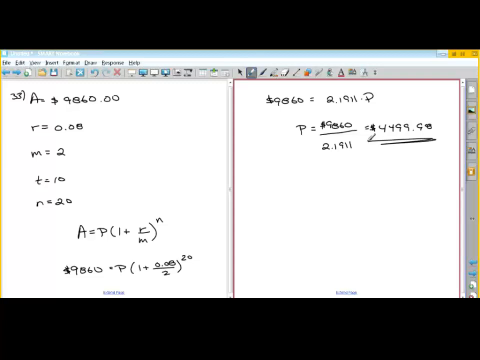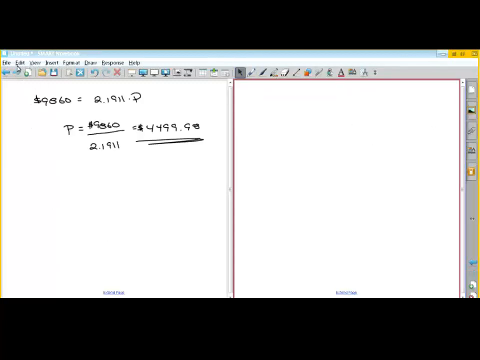Present value is what you start with. The future value is what you end up with. Okay, how many more do we have left? 3. I'll just keep going here.